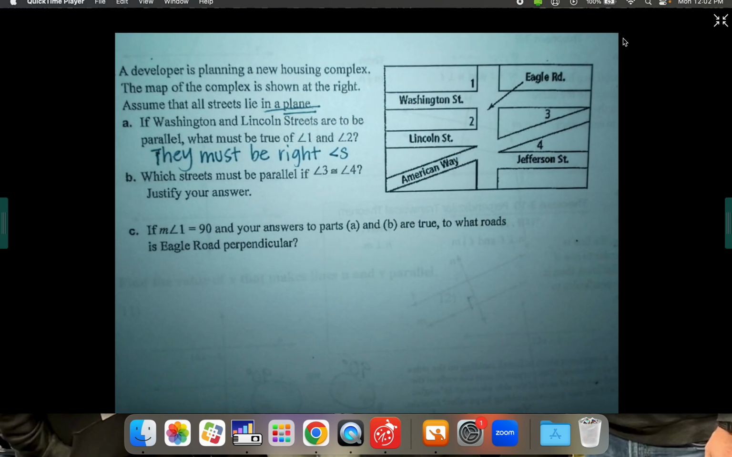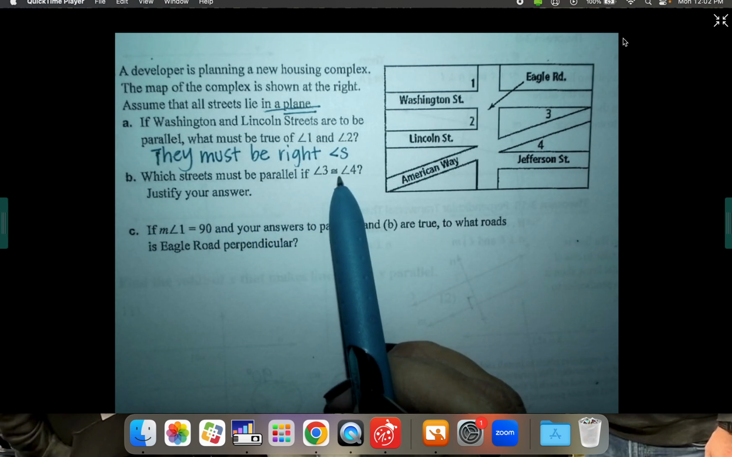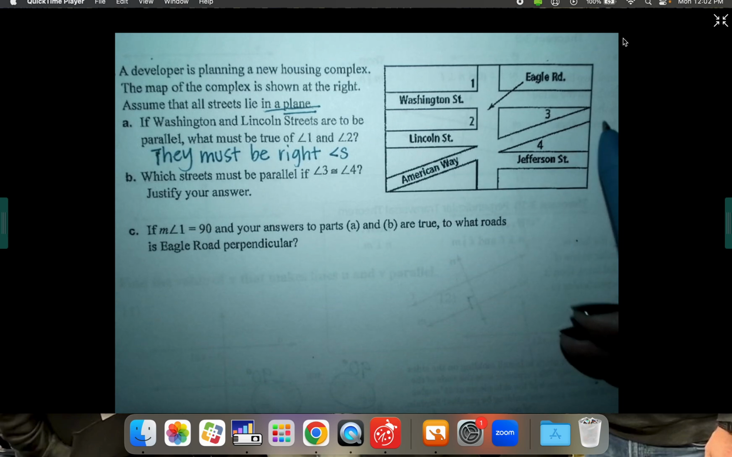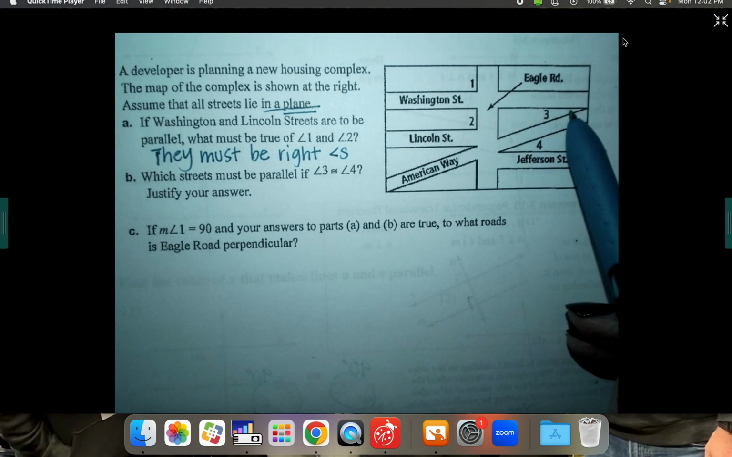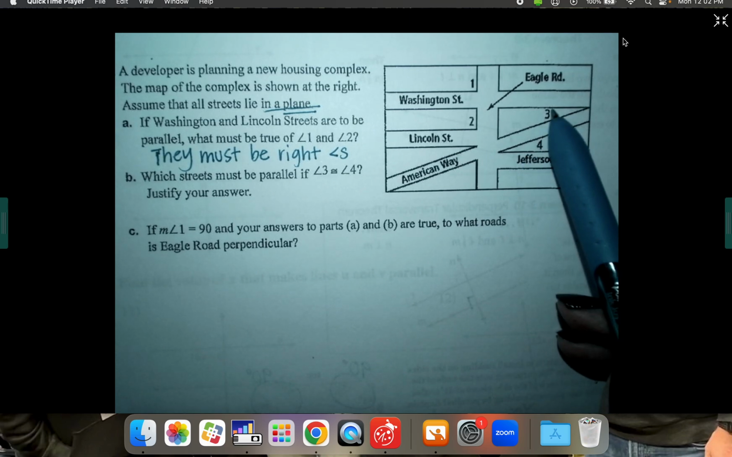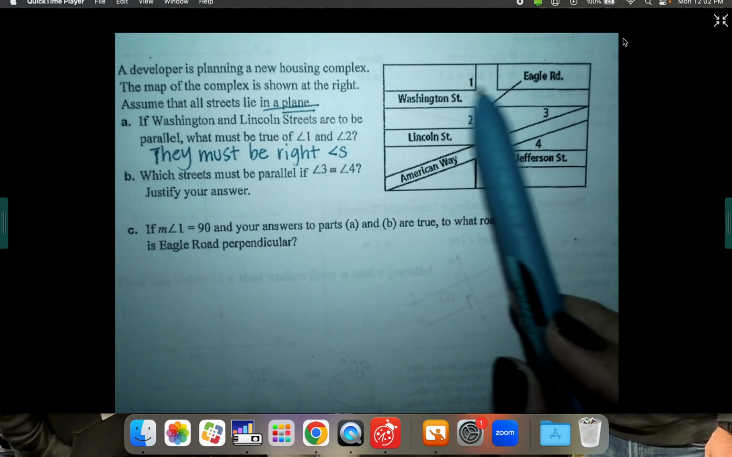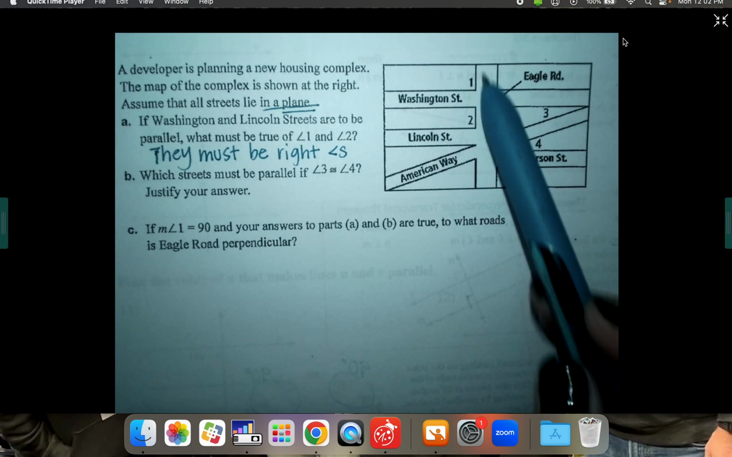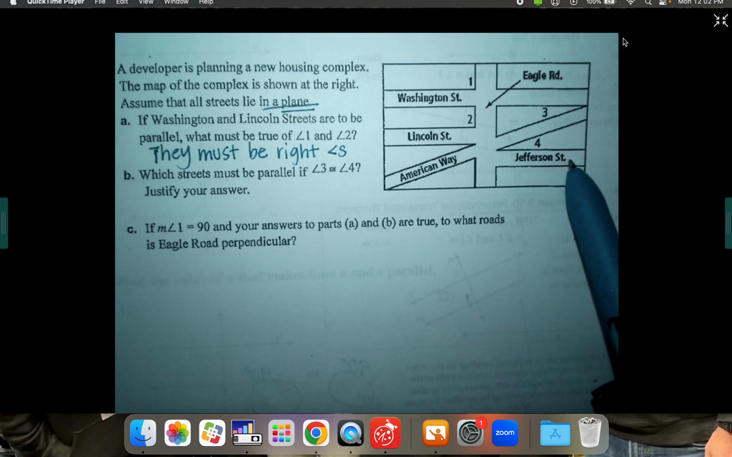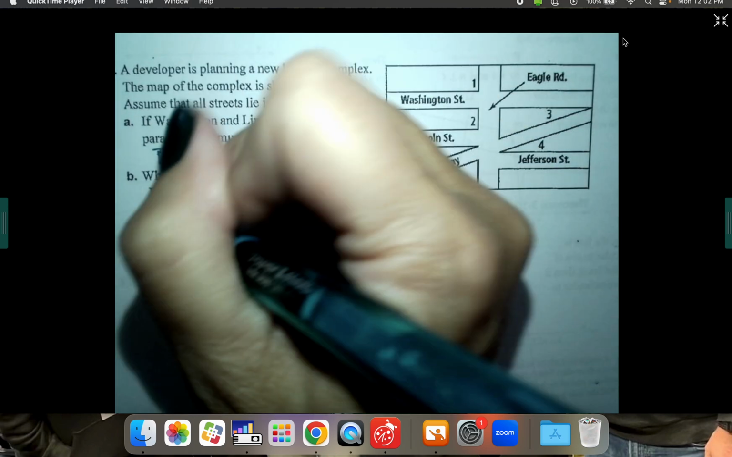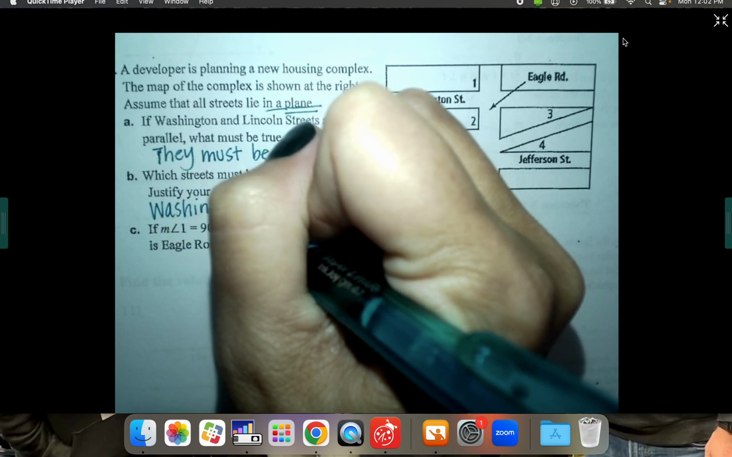Okay, letter B. Which streets must be parallel if angle 3 is congruent to angle 4? So here's angle 3, here's angle 4. So these to me look like alternate interior angles, as long as Jefferson Street and Eagle Road, or sorry, that's Washington Street, isn't it? Eagle Road's this one. So Washington Street and Jefferson Street, as long as they are parallel. So Washington and Jefferson must be parallel.